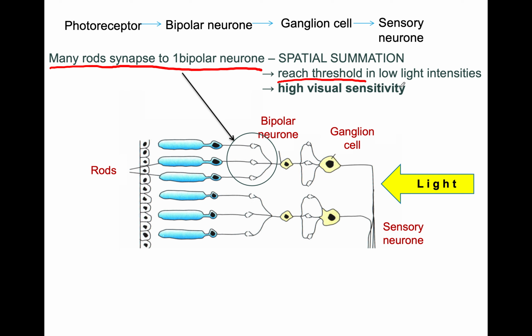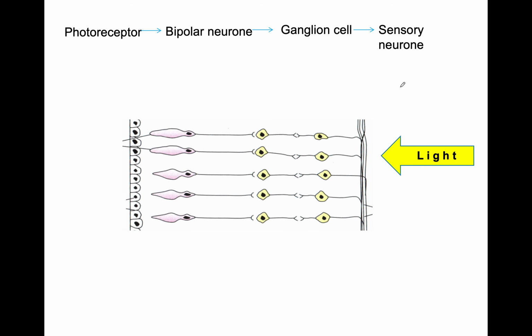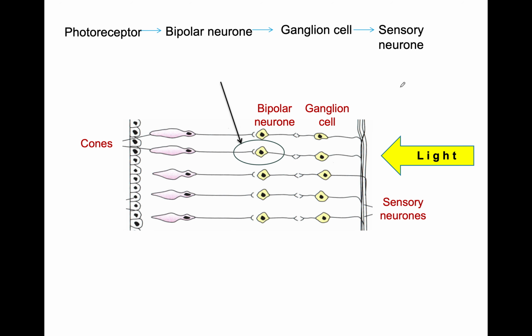The high visual sensitivity is shown by the rods. Now the cones, again on your diagram on page 20, here we can see that each cone forms a synapse with a single bipolar neuron. There is a 1-to-1 ratio. One cone synapses with one bipolar neuron, and therefore there is no spatial summation.